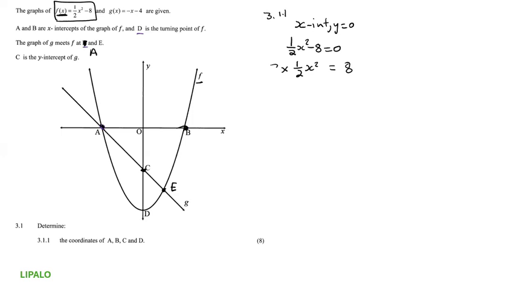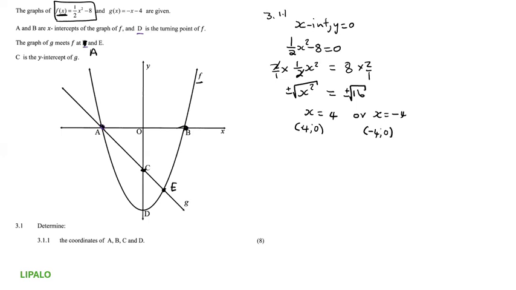Then I multiply by what? 2 over 1. Multiply by 2 over 1. I'm doing this so I can eliminate that. So I have x squared being equal to 16. Now I square root both sides, plus minus, of course. So the value of x is 4, or it's negative 4. The plus and minus there. So I put them in coordinates. So it's (4, 0), then (negative 4, 0).